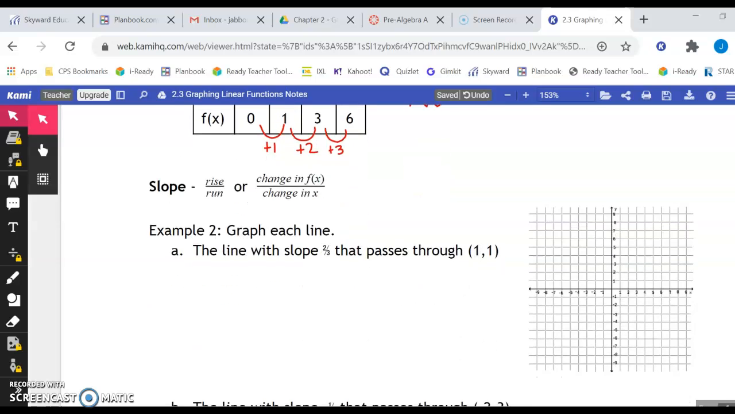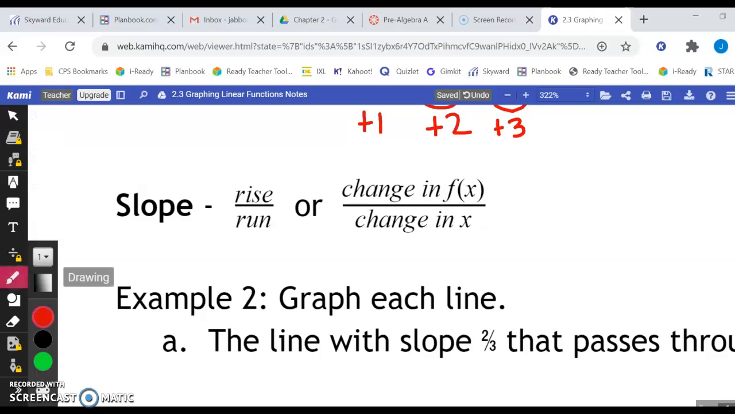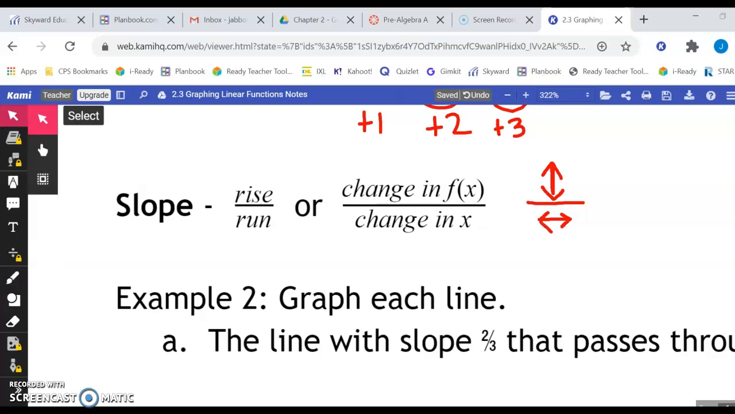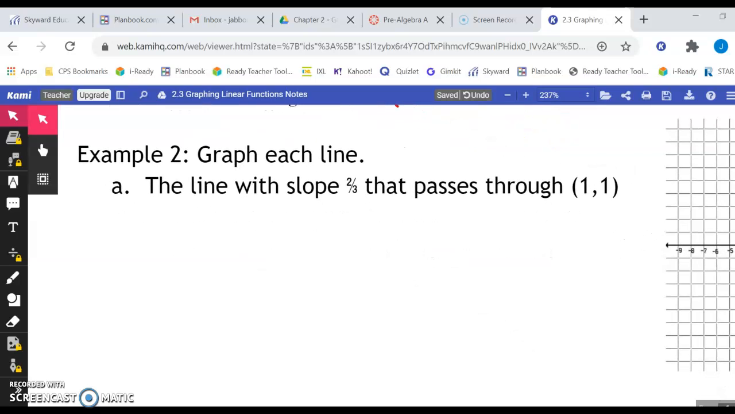Then we're going to talk about slope. And slope is rise over run, or the change in f of x over the change in x. So basically, the change in f of x, or the rise, is going to be your up or down. And then the run, or the change in x, is going to be your left or right. Okay, so up and down over left to right. And we need to graph each line.